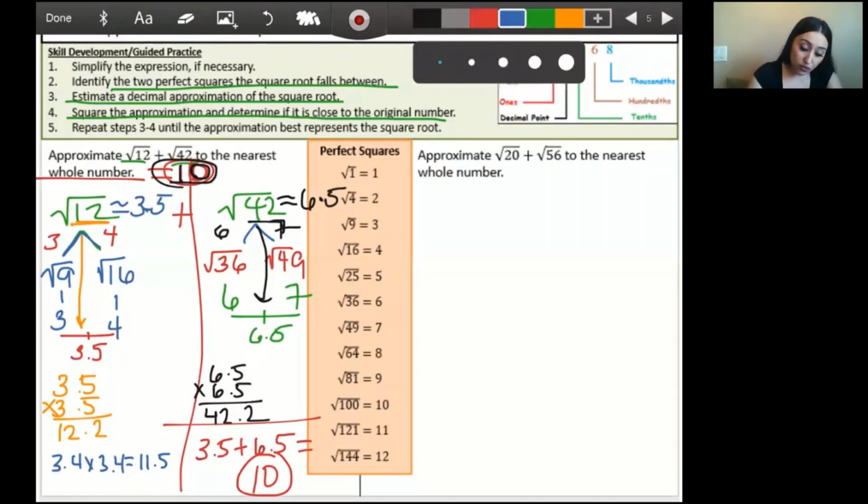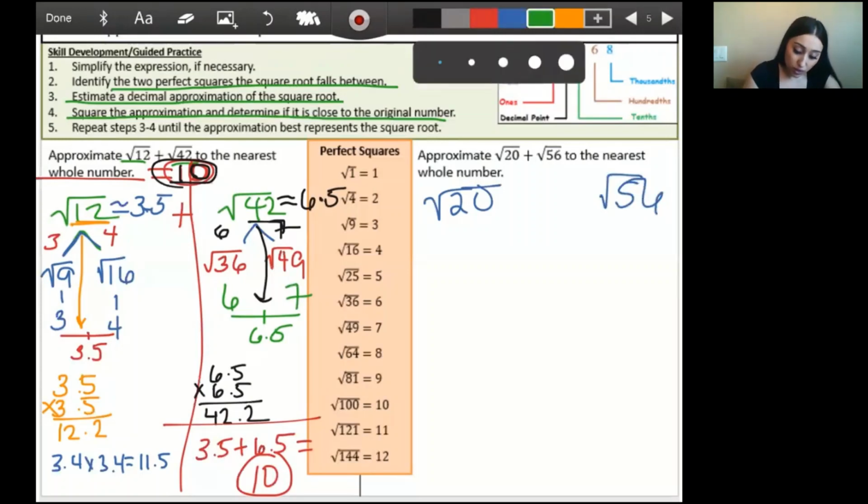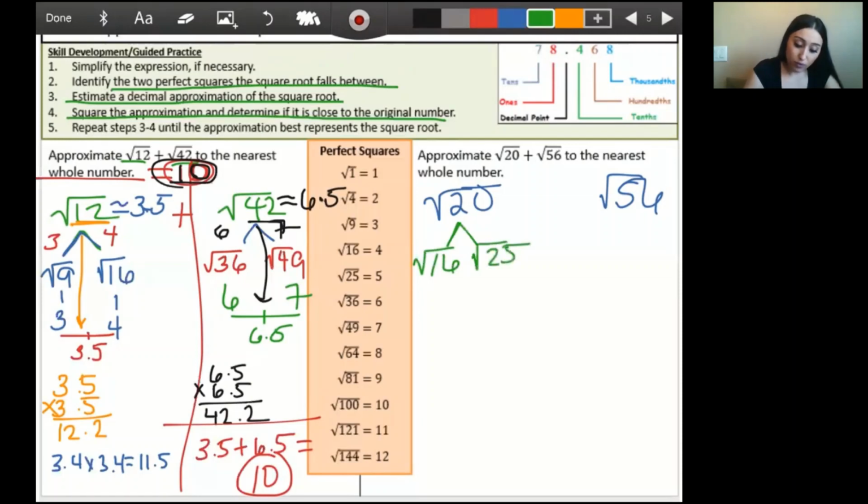So I have the square root of 20 plus the square root of 56. These are two separate square roots that I'm going to have to do an approximation for. So the square root of 20, the square root of 56. I will add up the sums at the very end. The square root of 20 falls in between the square root of 16 and the square root of 25. So the square root of 16 is 4, and the square root of 25 is 5. Right down the middle, I have 4.5.